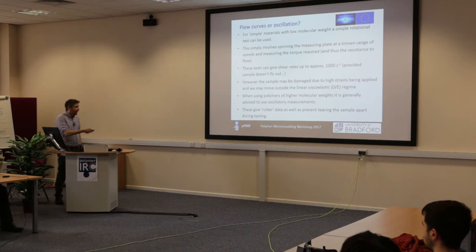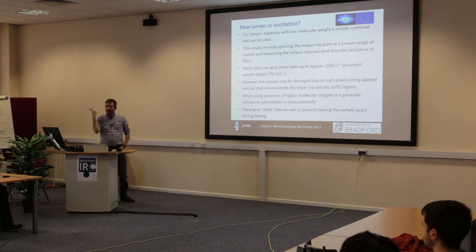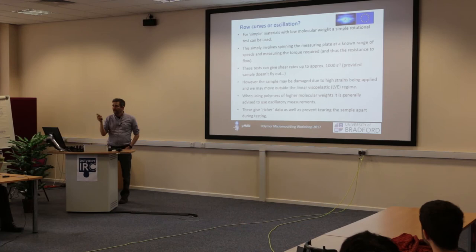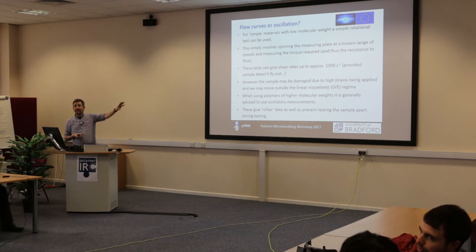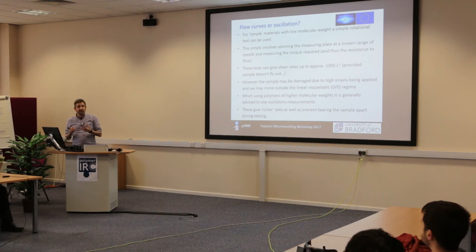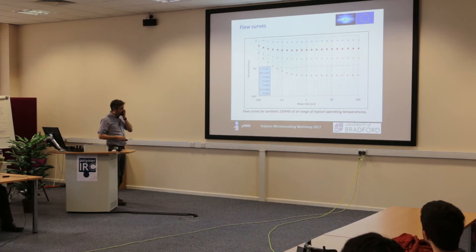The way we get around it is, instead of just spinning, we start to oscillate instead, okay? So we apply a frequency or a range of frequencies, but at small strain. And we look at the resistance to flow over that small distance, okay? Now, this not only gives us the viscosity, but it also allows us to measure complex moduli, the storage and loss moduli, the storage modulus being related to the spring-like behavior, and the loss modulus being related to the viscous behavior, okay? So by doing this oscillatory measurement, we can get both of these terms as well, which is pretty handy.